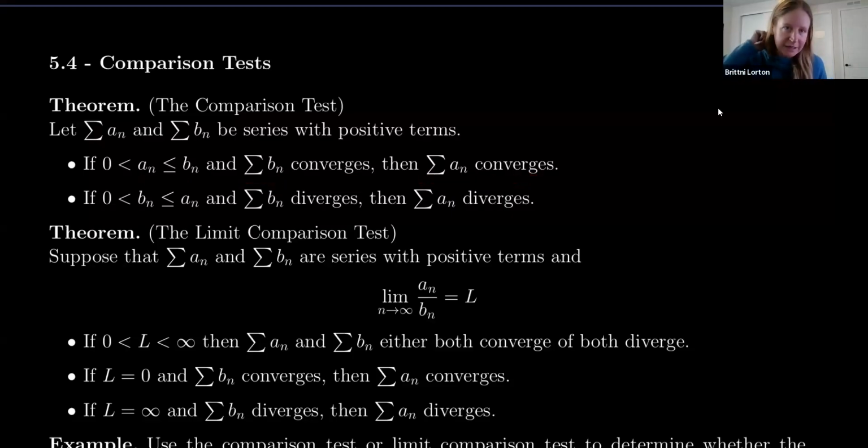This is the way of saying if you already know something converges, like maybe it converges to the number 5, let's say, and you have something else that's smaller than it, well, smaller than finite is finite.